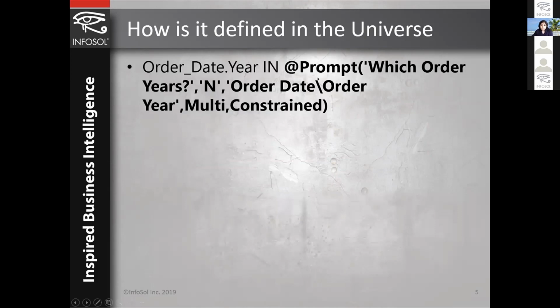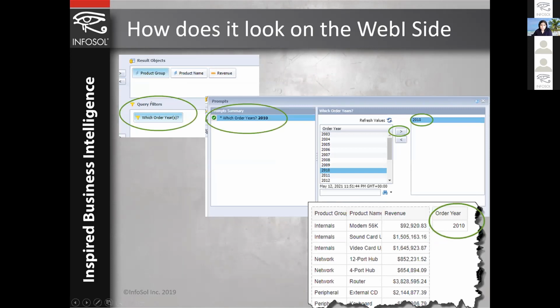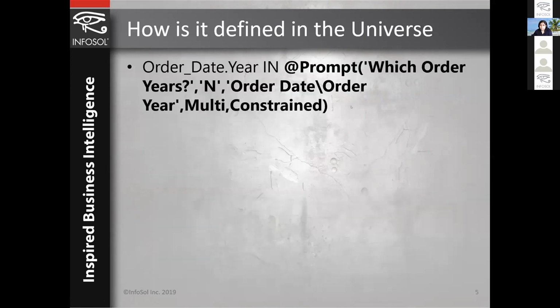As you can see, it's at prompt, and then the text which order year. If I go back a few screens, when it prompts, it asks this question, and that's the message of the prompt text, which order year. This is precisely where it's defined. Then the data type is numeric, which is defined here by N, and it can be A for alphanumeric, D for date, DT for date time, and there are a few other options.